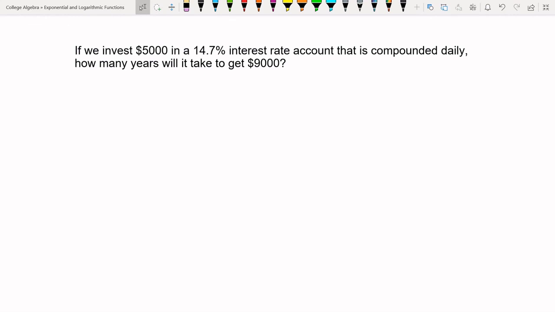All right, we have a single application problem here. We have money that's being invested, and we're asking with $5,000 invested at 14.7% interest that's compounded daily, how many years will it take to get $9,000? The formula for this is A equals P times (1 plus r over n) to the nt. This is just the compound interest formula.